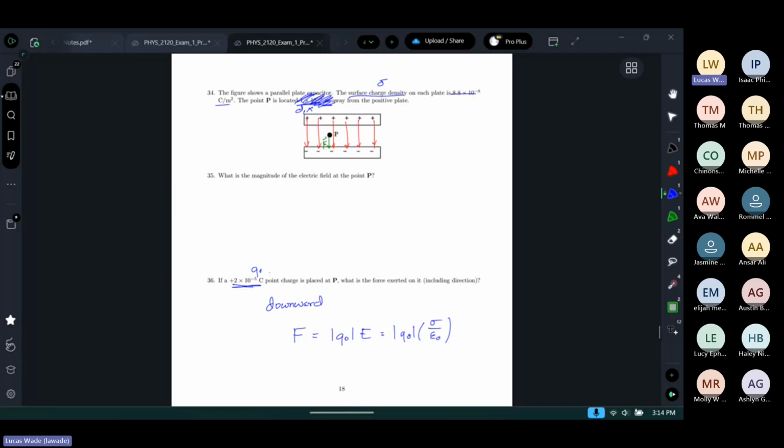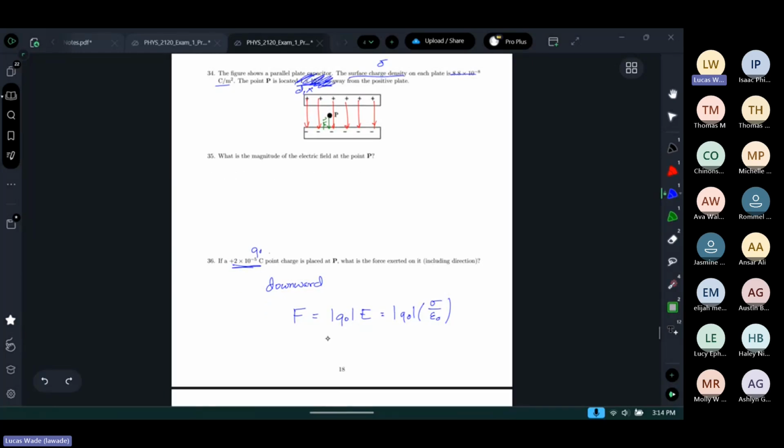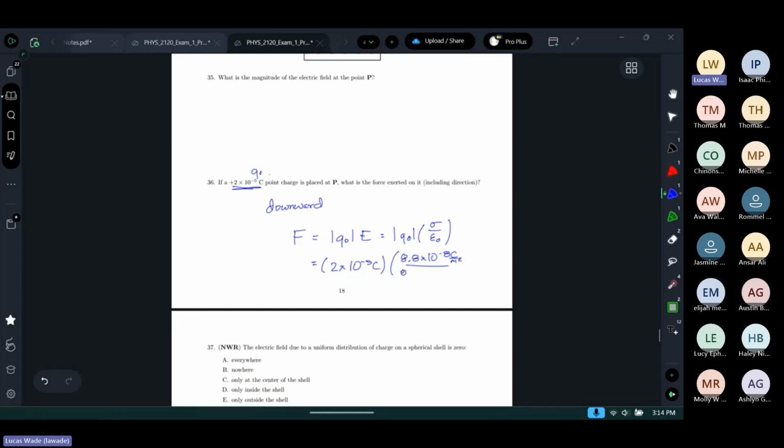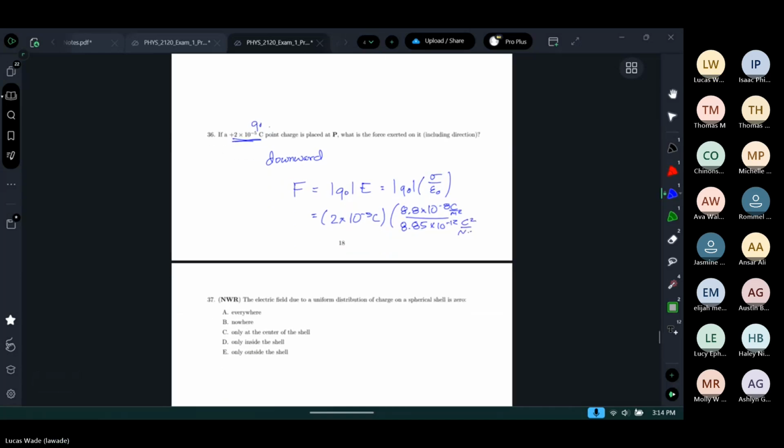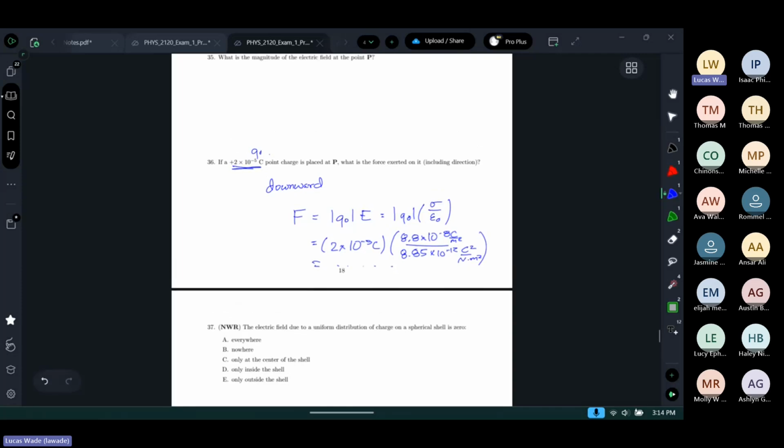It's not actually helpful. If we solve for the force, which I've already got set up, it's 2 times 10 to the negative 5. Sigma was 8.8 times 10 to the negative 8. That rolls off the tongue. And then epsilon naught is 8.85 times 10 to the negative 12. And that force is whatever it comes out to.